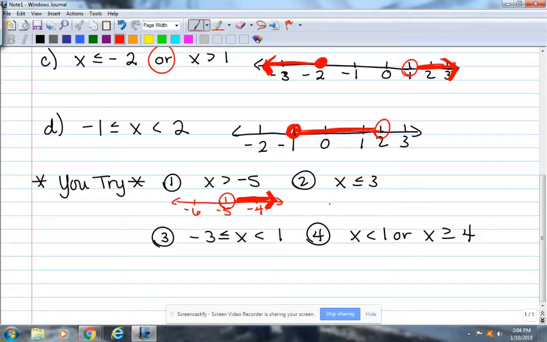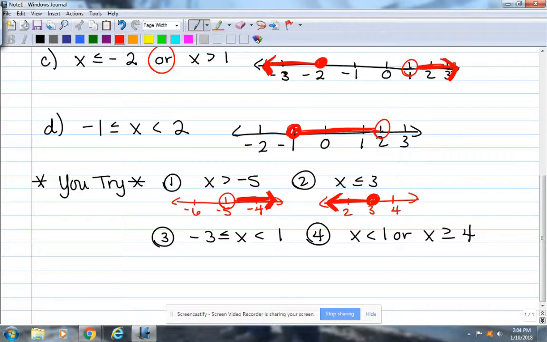All right, number 2 says x is less than or equal to 3. So make yourself a number line, stick a 3 on there, put a 2 and a 4 with it. So does 3 get an open circle or a closed circle? Closed, because it says less than or equal to. And for less than, do we shade to the left or to the right? Left. So raise your hand if you got number 2 right.